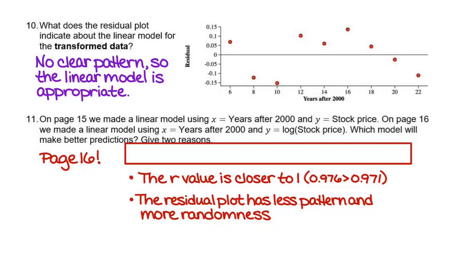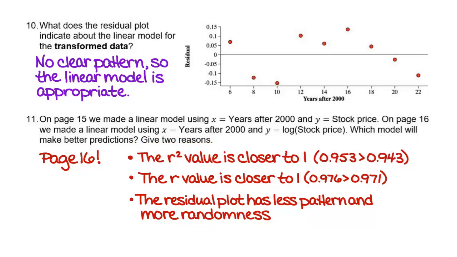Now it's 0.976. It was 0.971. Good grief. Let me get myself straight here. It is now 0.976. It used to be 0.971. So we have an R value that's even closer to 1. That is a stronger linear pattern. And I could add another reason and say my R squared is even closer to 1. As R squared strengthens, R strengthens.